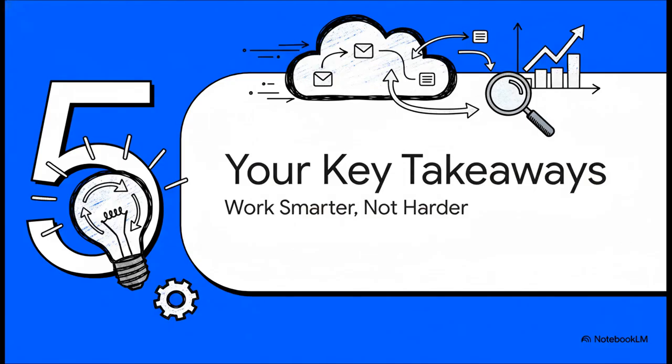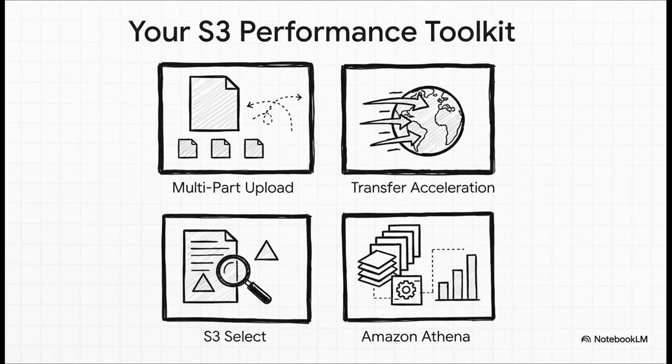So after digging into all these different tools, it really all comes back to one powerful guiding principle. This isn't about brute force. It's about intelligent design. It really is about working smarter, not harder. So here it is, your actionable toolkit, your S3 performance cheat sheet. Got a big file? Multi-part upload. Users are far away? Transfer acceleration. Need just a tiny snippet from one object? S3 Select. Need to analyze the whole data set? That's Amazon Athena. It's that simple.